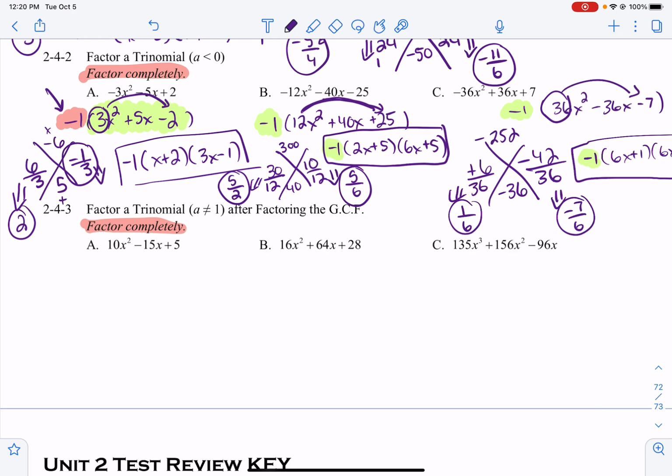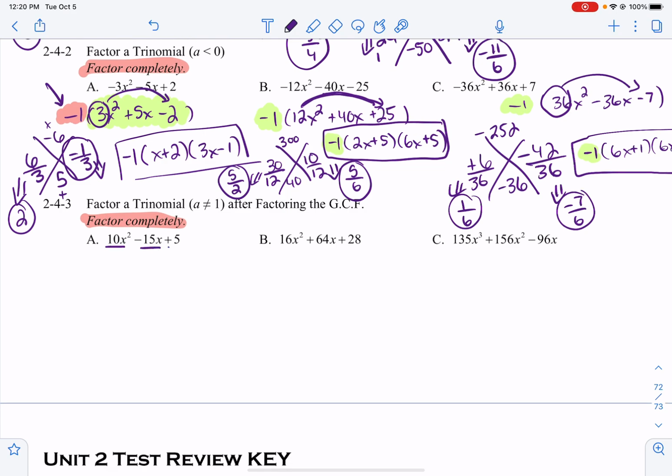I have something in front of the x squared, but this time a 5 goes into all 3 of those terms. So you know what? I'm going to factor a 5 out. I'm going to divide everything by 5, and I get 2x squared minus 3x plus 1. You have to divide everything by 5. Yesterday, a lot of people kept just dividing the 10 by 5. You have to divide everything by 5 if you're going to put a 5 in front of the parenthesis.